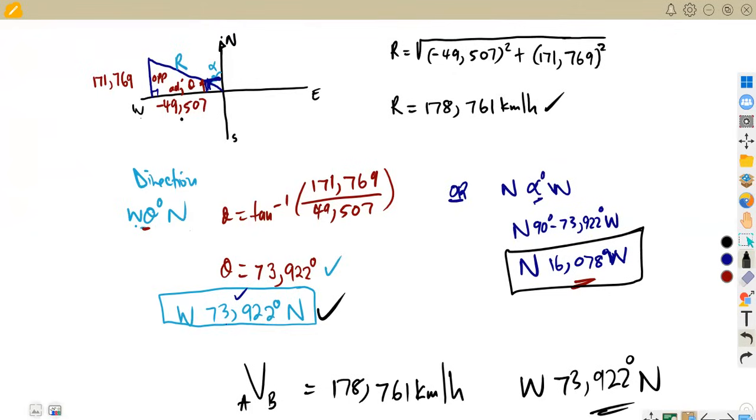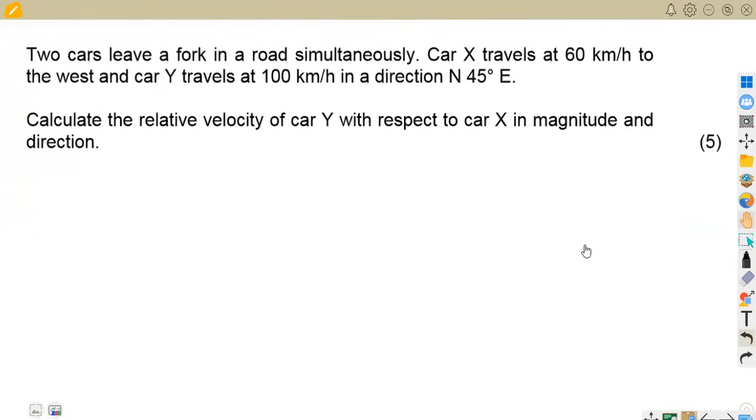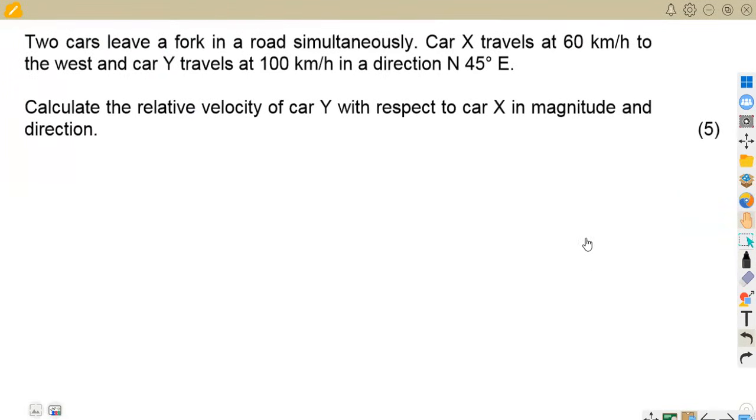That's why we bring this question up as we are revising, so that we can correct our question. All right, two cars, from November 2020. Two cars leave a fork in the road simultaneously. Car X travels at 60 kilometers per hour to the west and car Y travels at 100 kilometers per hour in the direction north 45 degrees to the east. Calculate the relative velocity of Y with respect to X.